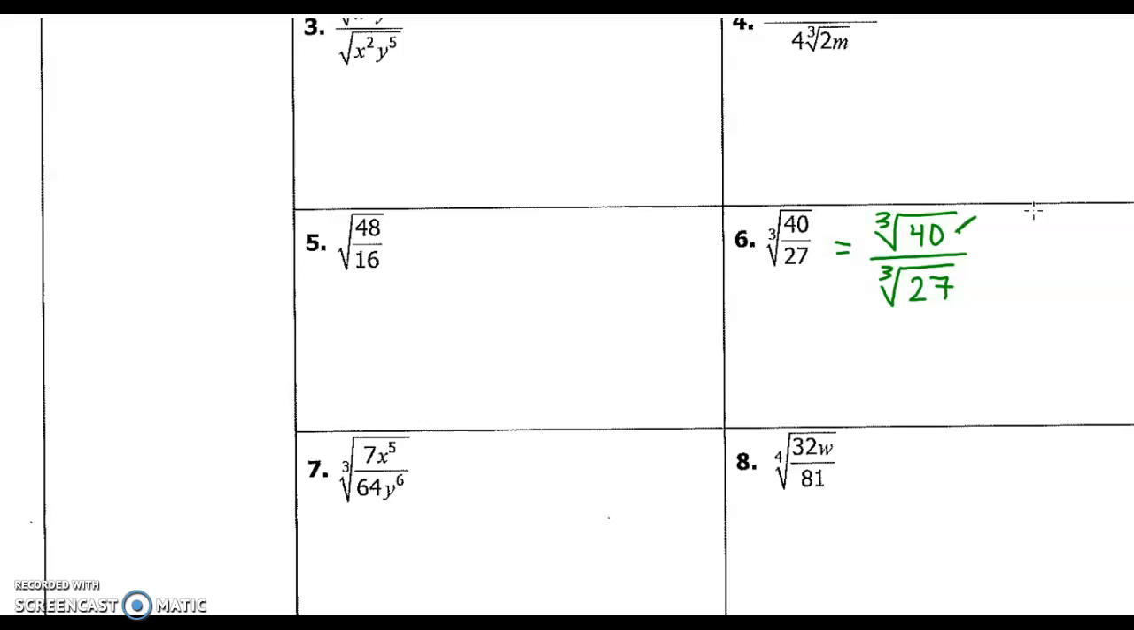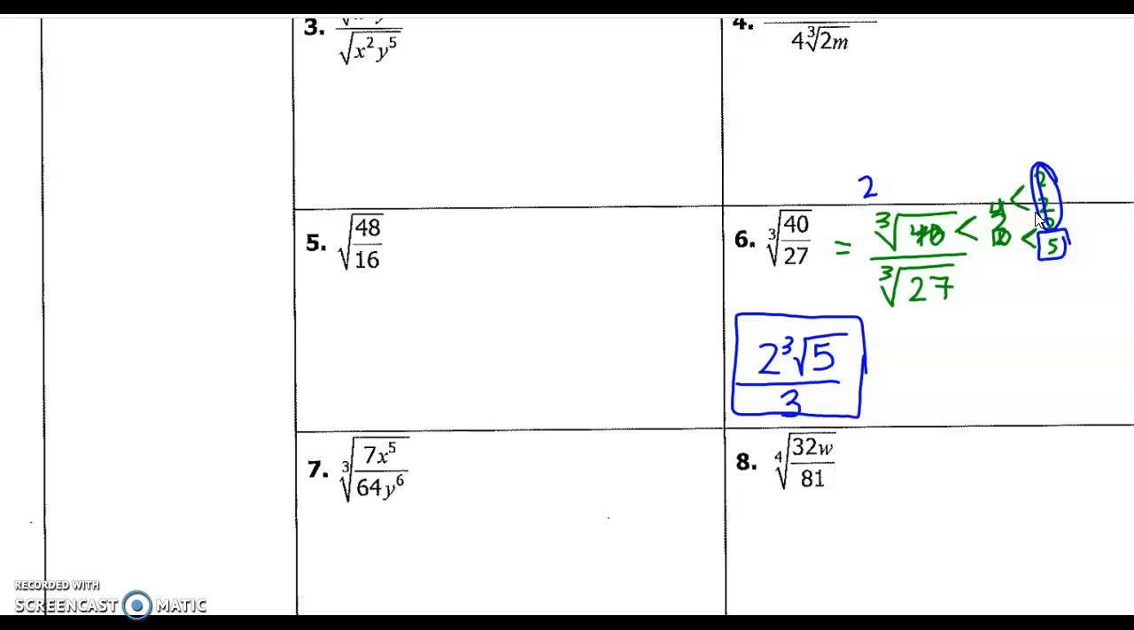So I know that 40 would go 4 and 10. 4 is 2 and 2. 10 is 2 and 5. So 40 breaks down to 2, 2, 2, 5. So groups of 3, I can bring out a 2. The 5 is stuck. So I've got 2 cube root of 5 over the denominator. I know the cube root of 27 is 3. I can't reduce 2 over 3, so that is in simplest form.